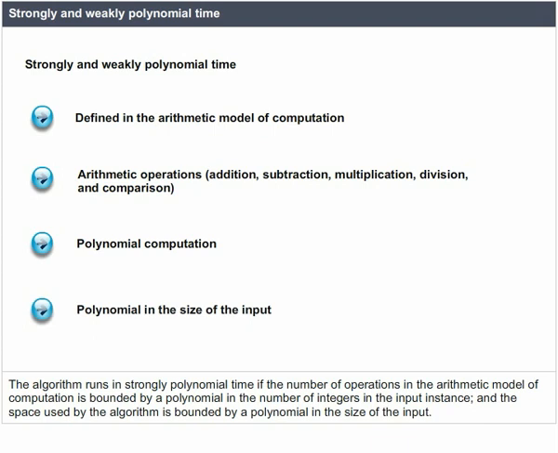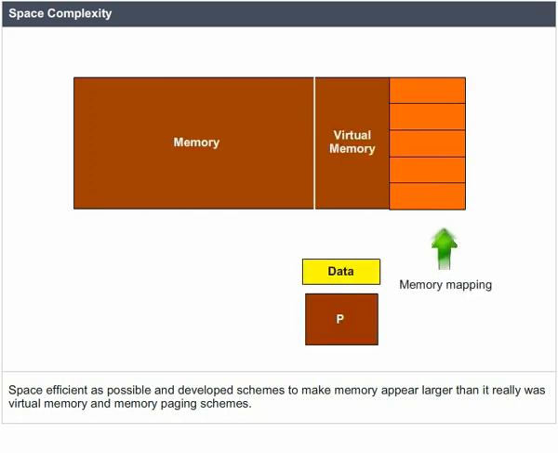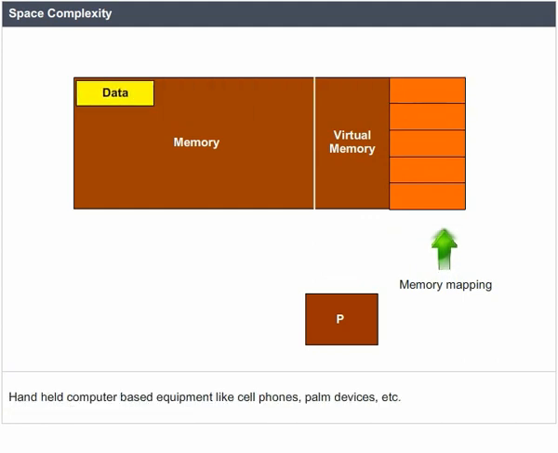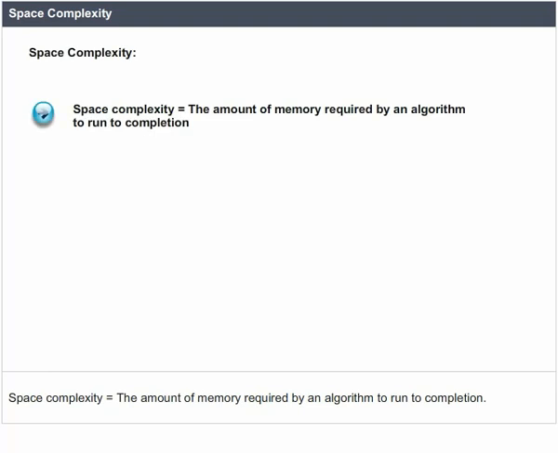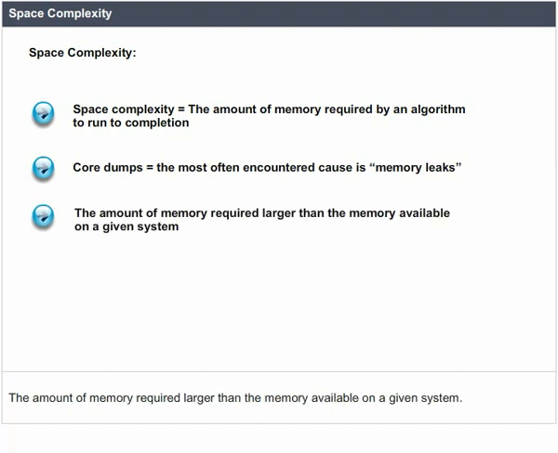Space complexity. Be as space efficient as possible, and develop schemes to make memory appear larger than it really was, such as virtual memory and memory paging schemes. Handheld computer-based equipment like cell phones, palm devices, etc. Space complexity is the amount of memory required by an algorithm to run to completion. Core dumps: the most often encountered cause is memory leaks. The amount of memory required may be larger than the memory available on a given system.